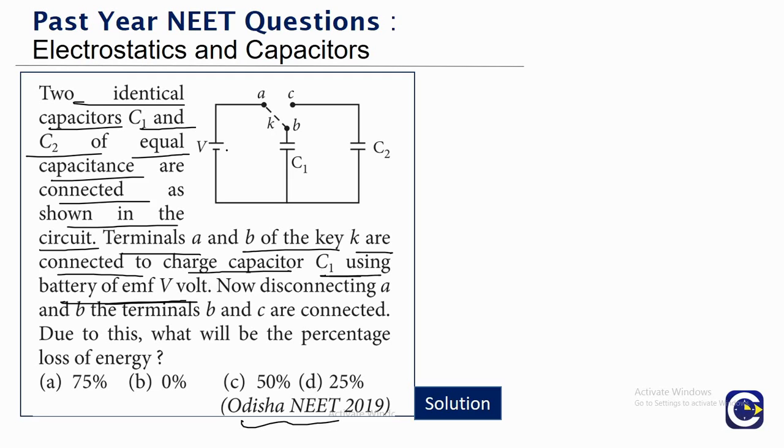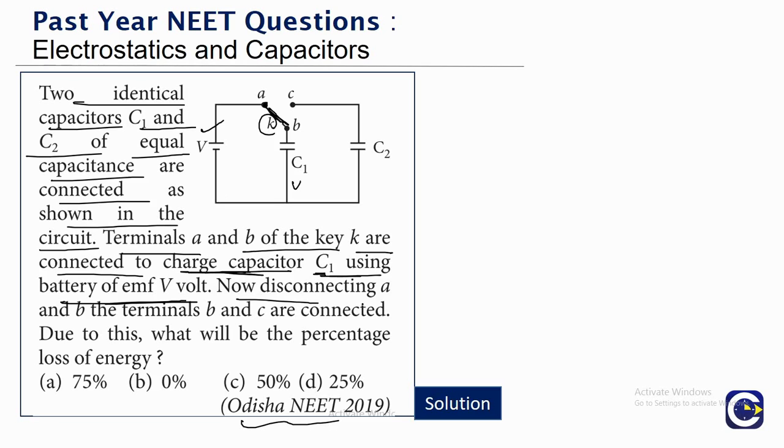Look at this. When you connect the A and B terminals, what is happening? We are able to complete the circuit where there is a battery and there is a capacitor C1. So what is going to happen? The capacitor C1 is going to get charged. It will be charged until the potential on the capacitor is equal to the potential of the battery, correct?